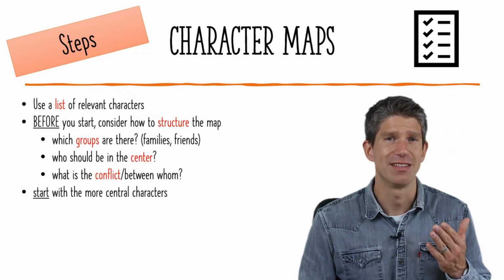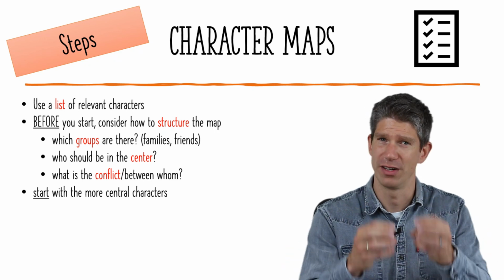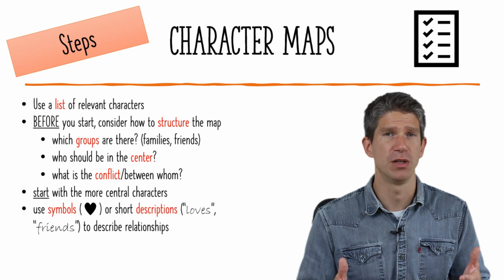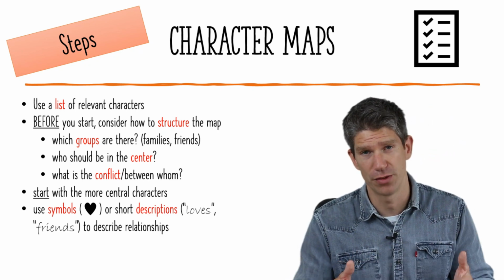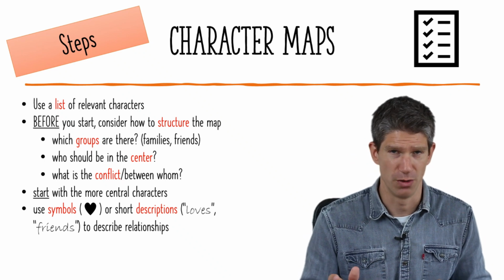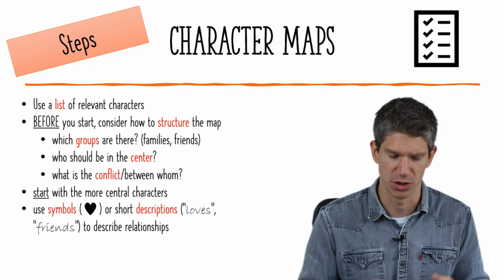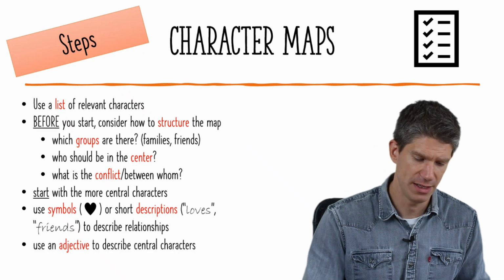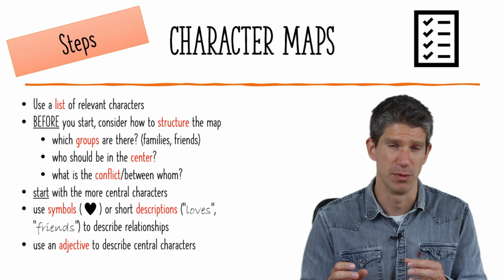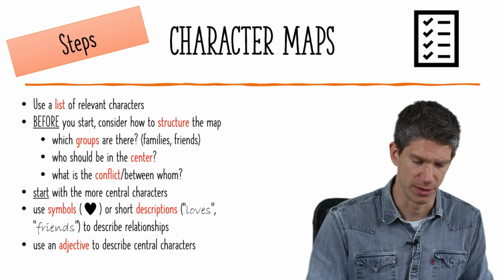I would start with the central characters, because you don't want somebody who doesn't play a big role right in the center. You would want the main characters in the center. Whenever possible, I would use symbols like a heart for love, but of course it's equally fine to just write a short word like loves, or they are friends, or they hate each other, or whatever, so a short expression to describe the relationships. And it can help to directly have adjectives, like one main adjective per character, to tell us a little bit more about this person.